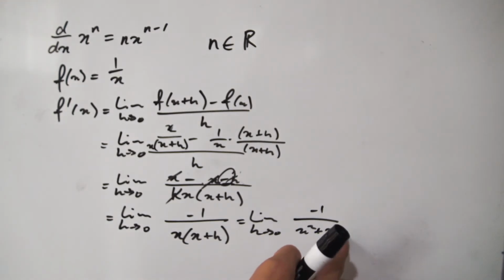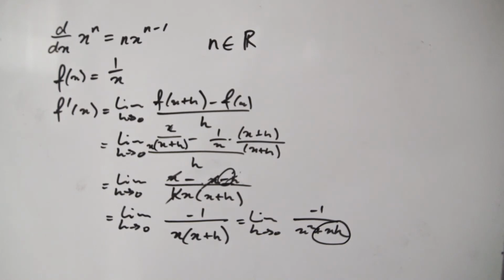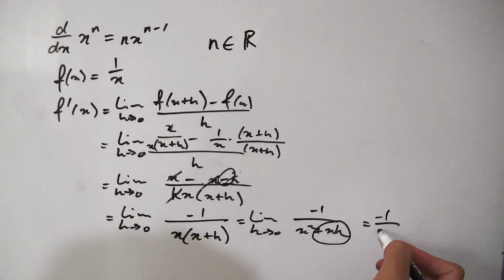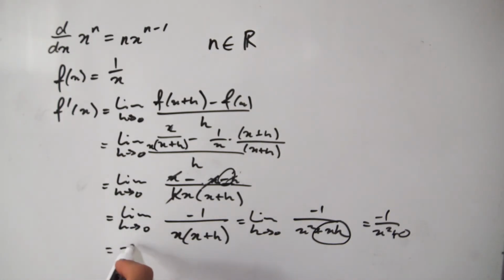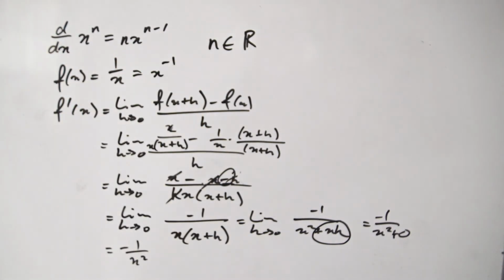And notice that h is, again, not alone on the denominator, so we can directly see what happens as h equals 0. So as h gets smaller and smaller, this term right here will just pretty much disappear off to 0. And what we're left with is -1 over x squared plus 0, because that's what this term turns into. And indeed, we do get, in the end, -1 over x squared. So the power rule also works for negative powers as well.